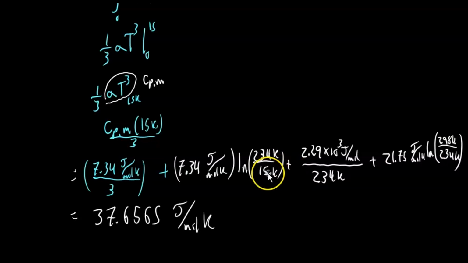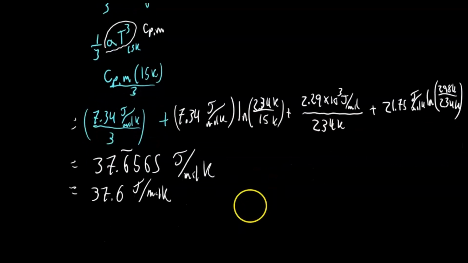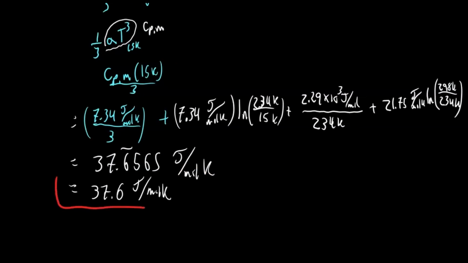To how many sig figs? Looks like we have, well, this is 2 sig figs. Let's give it 3 sig figs. So 37.6 joules per mole Kelvin. We'd round down to 6. If you rounded up to 7, that'd be fine as well.